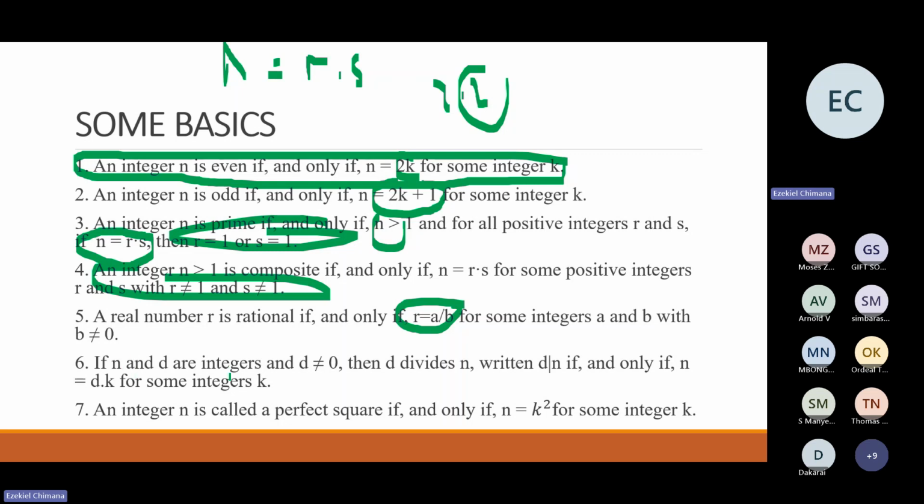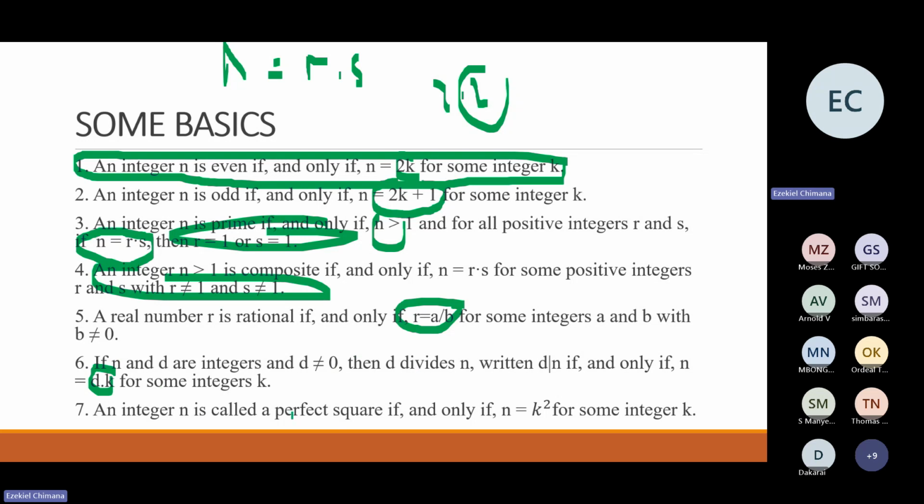If n and d are integers and d is not equal to 0, then d divides n, written as d pipe n, if and only if n is equal to d times k for some integer k. It's like we can say this number divides into this number if you can have a number that you multiply, like 2 times k or 3 times something. Like here, if n is equal to dk, you divide exactly without leaving a remainder. There is no plus something for a remainder.